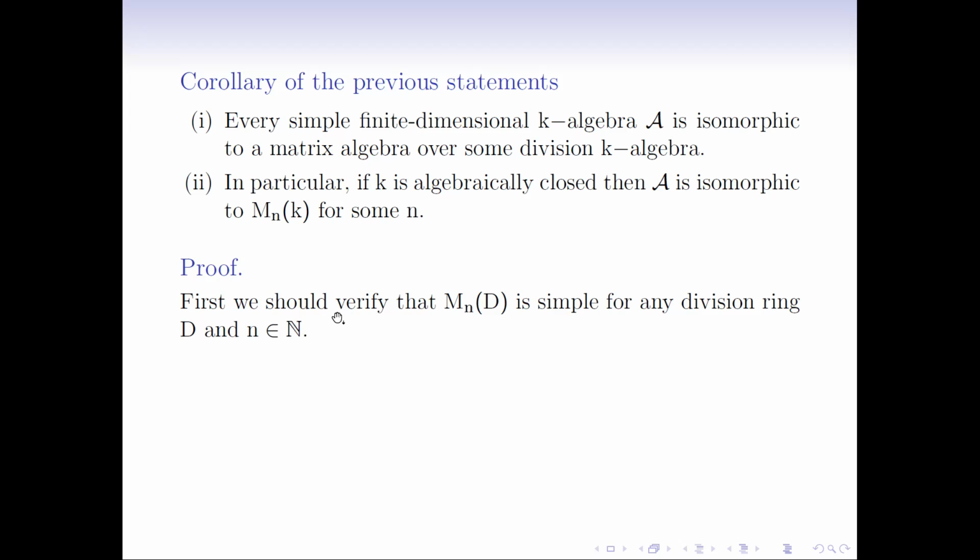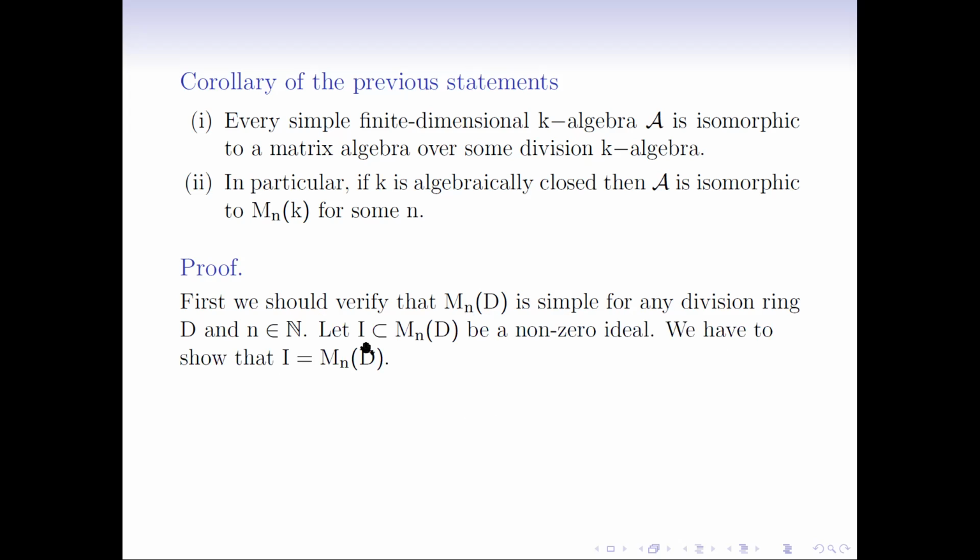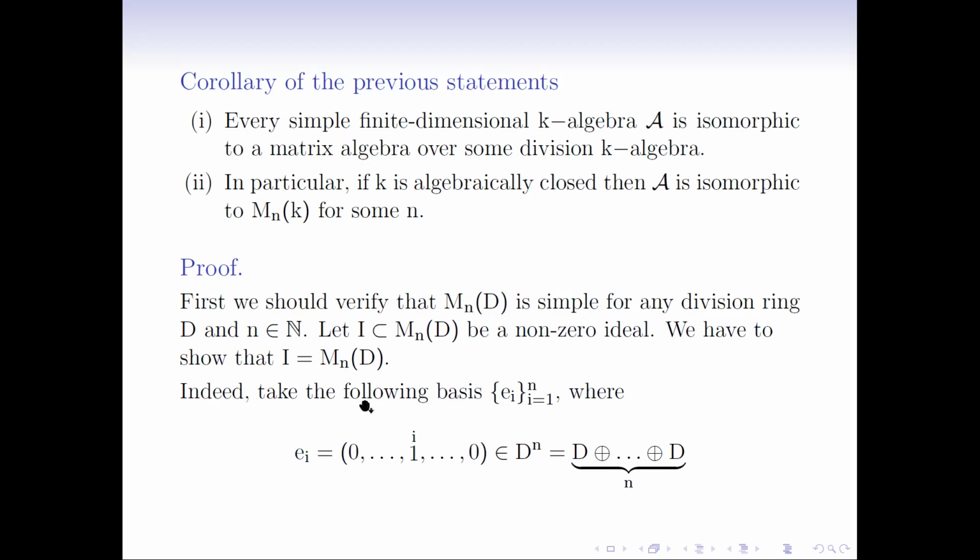First, let me show that matrices over D is simple, right? Otherwise it doesn't make sense. For any division ring D and any number n. Let us suppose that I inside M_n(D) is a non-zero ideal. Now we have to show that I coincides with M_n(D). Take the following basis: 1 on the i-th position and zeros otherwise. It's just the standard basis of D^n, the n copies of D.